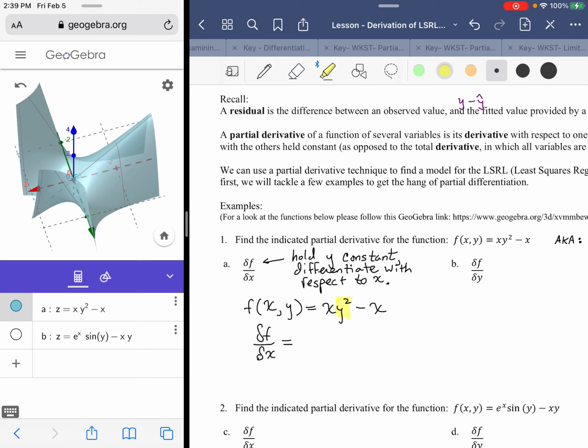If you treat the y squared as a constant, we could write this in a slightly different way: y squared times x minus 1 times x. The constant multiple rule tells us to hang on to any constant multipliers. So I'd have the y squared and the negative 1, and just multiply those constant multipliers by the derivative of the parent function. The derivative of x is 1 in both cases.